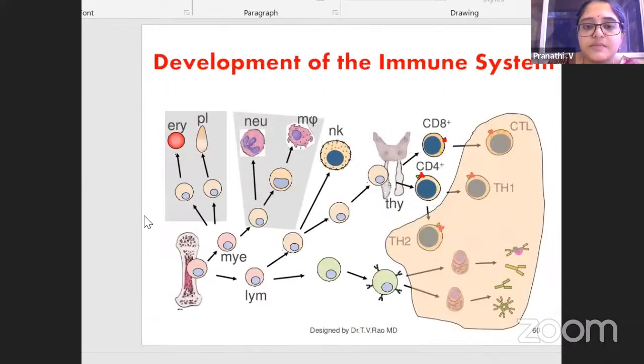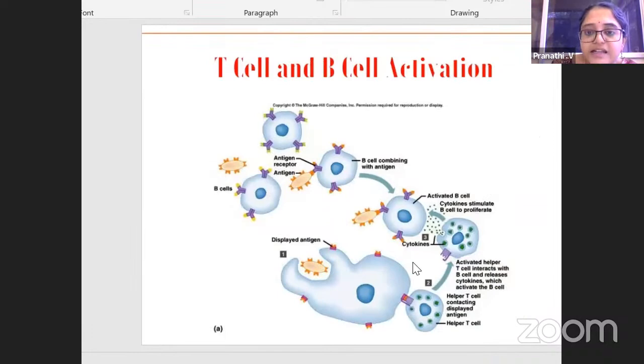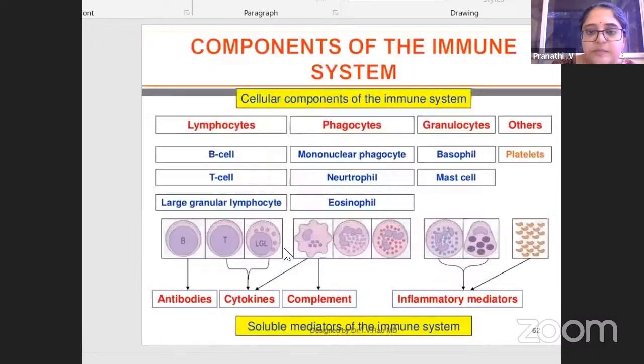Cells of the immune system, and how their development takes place right from your bone marrow. You have the erythroid and the myeloid precursors coming. Before that, you have the pluripotent cells, which will give rise to different kinds of precursor cells. Then later we have your T cells and B cells, which are going to be activated.